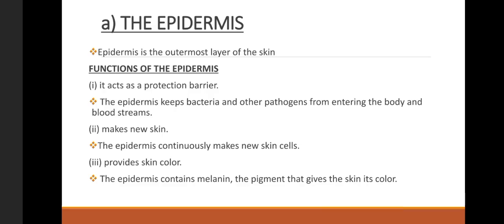Function number two of the epidermis is the formation of new skin, and normally the new skin is formed by a part of the epidermis that we are calling the malpighian layer. Function number three of the epidermis is giving the skin its color, and that function will be carried out by the part of the epidermis that we are calling the malpighian layer. In summary, grade 7 learners, these functions that we have mentioned here in the epidermis are just a summary of the functions that will be carried out by specific structures that are located within the epidermis.